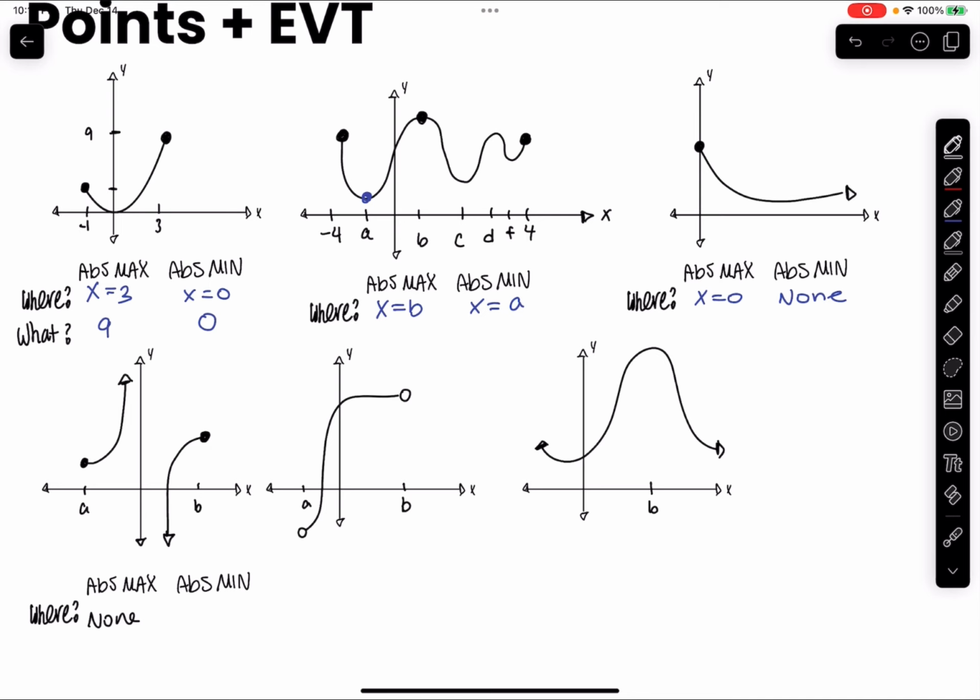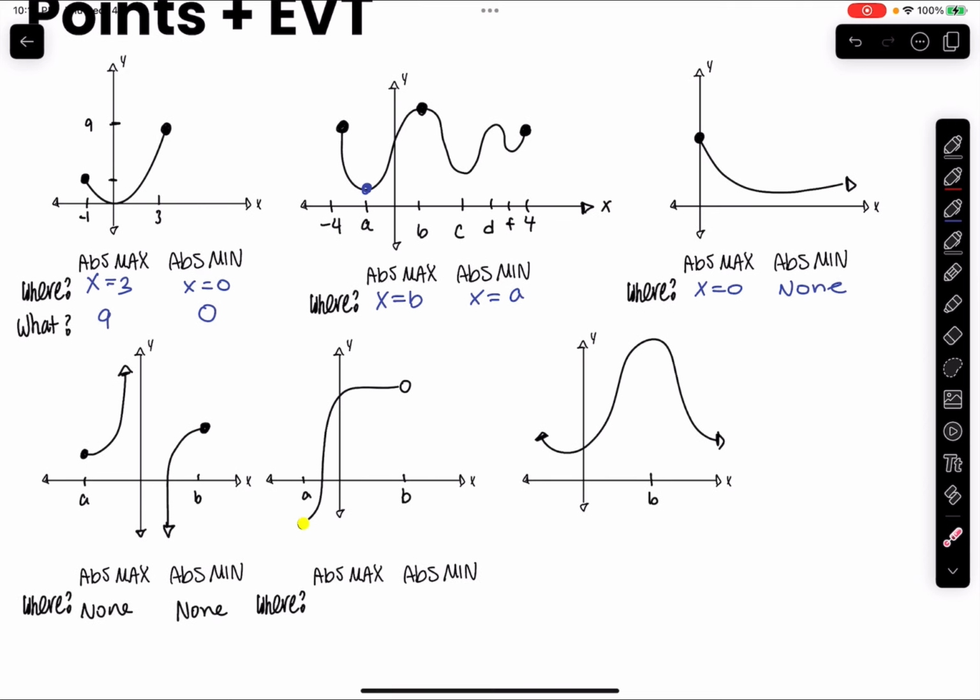What about an absolute minimum? I would say maybe this one, right? But if we draw a line, there's values of y that are even less than that one. No, it's not the lowest point on the graph. There's other values that are less than that, but because it goes on forever, there's no bound, therefore there is no absolute minimum. For the next graph, we have something that looks like this.